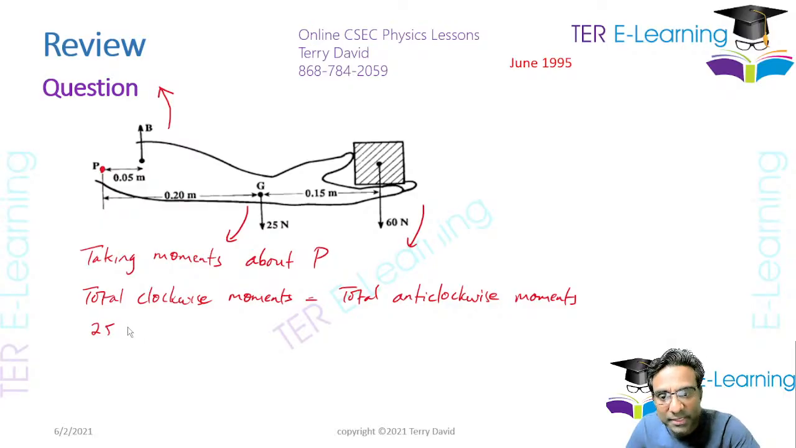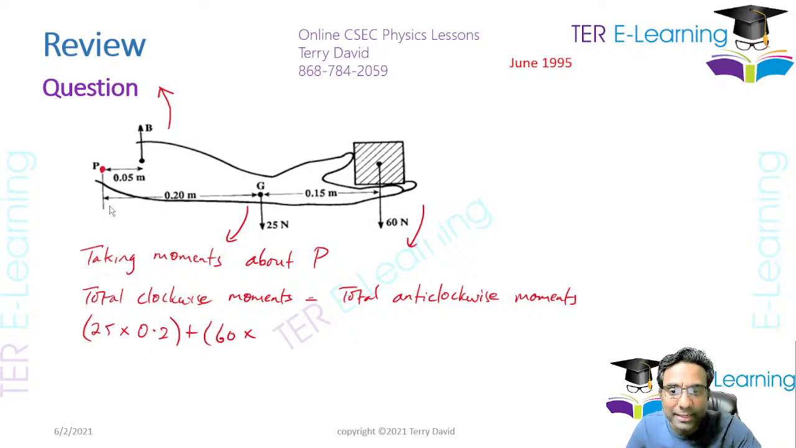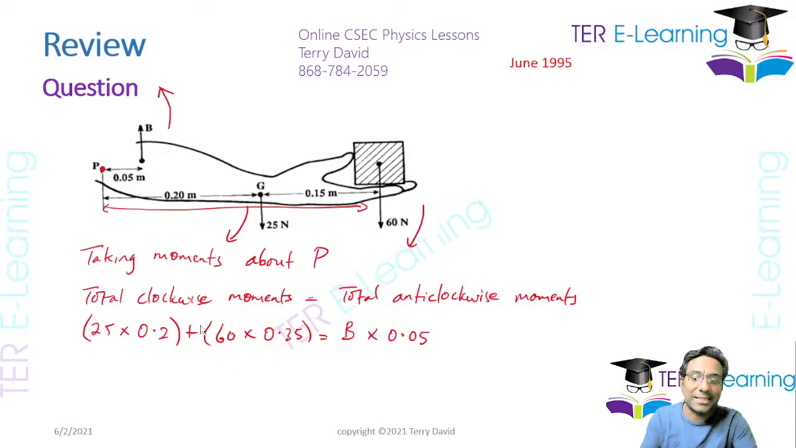My clockwise moments in this case are going to be a 25 newton force multiplied by its distance from the pivot, which is 0.2, right? But we have another clockwise moment, so we add 60 multiplied by its distance from the fulcrum. That is this distance here, 0.2 plus 0.15, so this is 0.35. Close brackets, equals the anti-clockwise moments. We only have one: that force at B, which we call B because we don't know what it is, multiplied by 0.05.